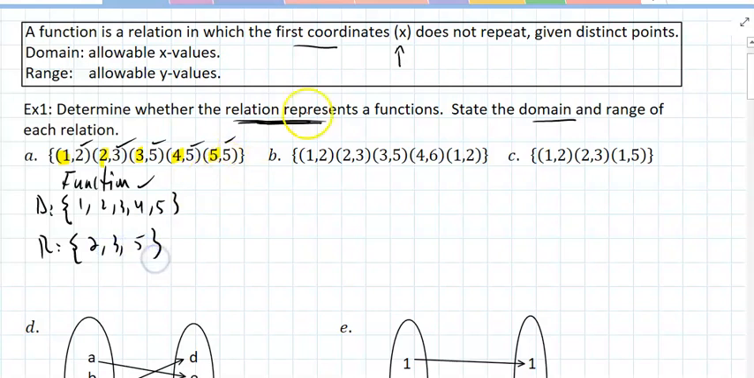Notice the y repeats, but for a function, it's only the first coordinate. The y's don't count. Not for a function. For something else later on.